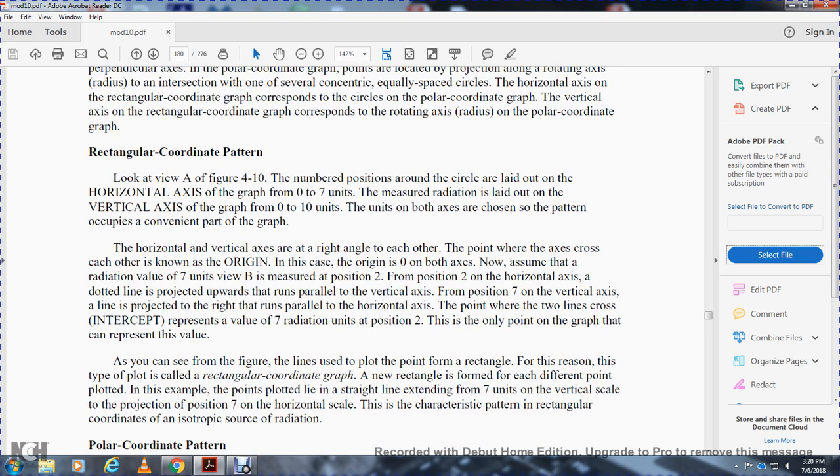The horizontal and vertical axes meet at a right angle, and the point where the axes cross each other is known as the origin. In this case, the origin is 0 on both axes. Now, assume that the radiation value is 7 units, measured at position 2.